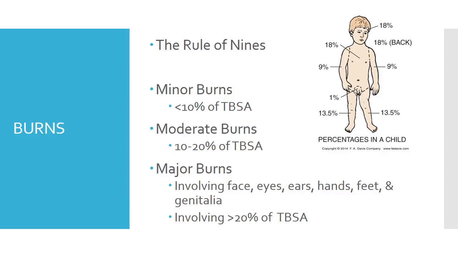When it comes to figuring out the extent of injury for burns, they use something called the rule of nines, and it's different in babies.